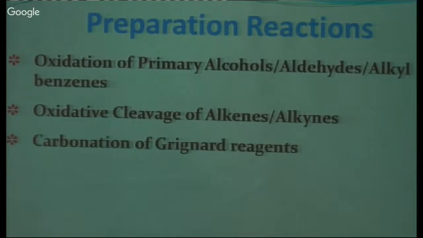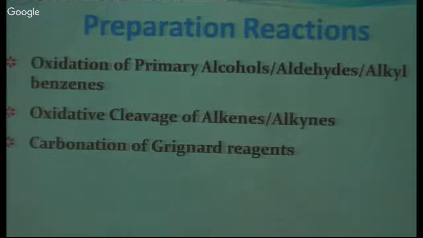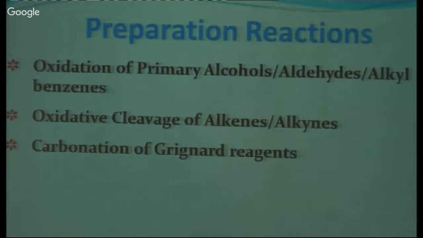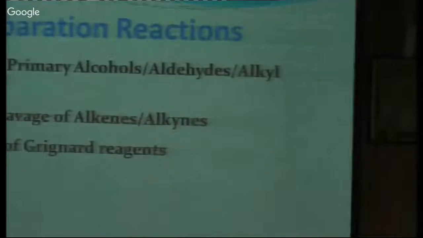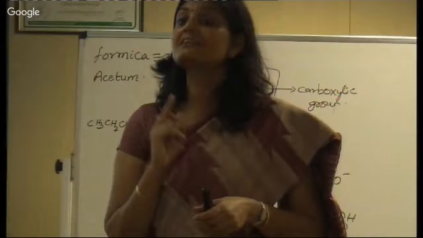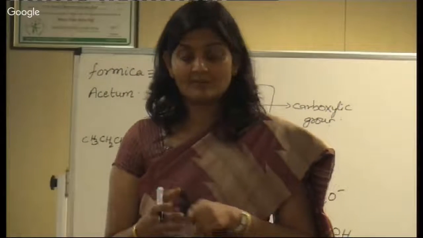The next reaction would be the carbonation of Grignard reagent. Grignard reagents can combine with carbon dioxide and can be converted into carboxylic acid. The advantage of this reaction is that it offers a method of converting alkyl halides or aryl halides to carboxylic acids having one carbon more. That means you can use it as a step-up reaction by increasing the number of carbons by 1. Okay.